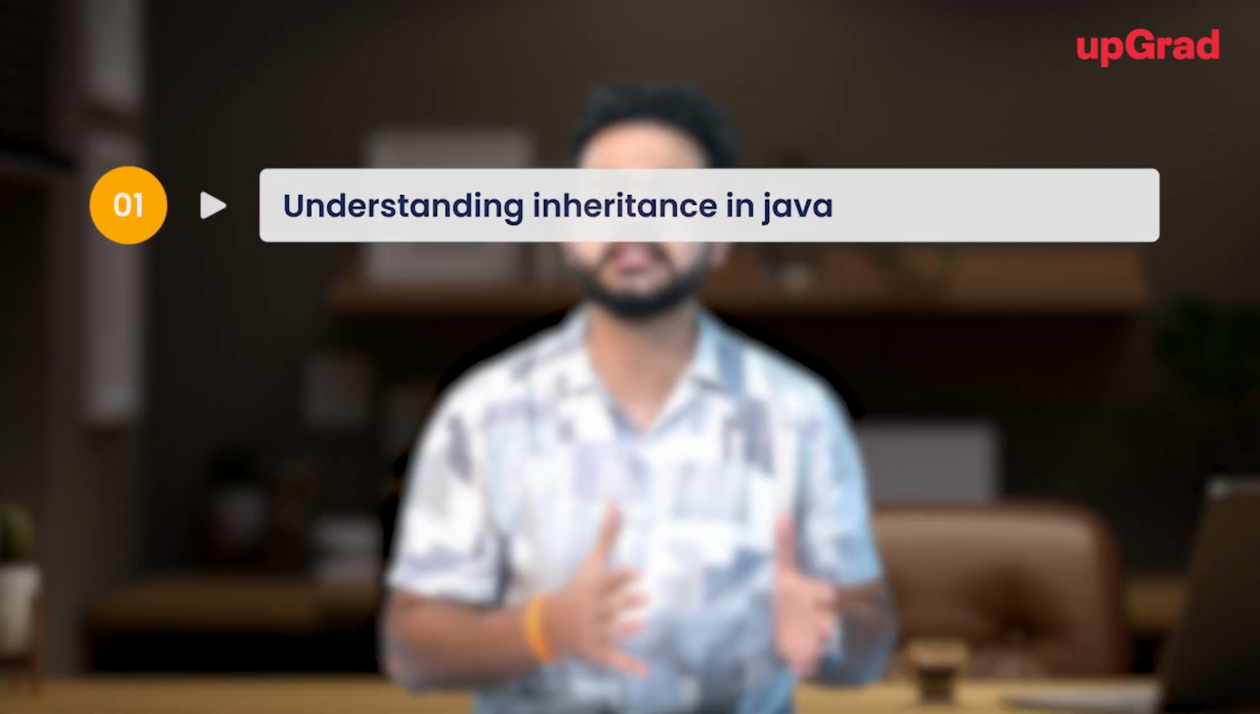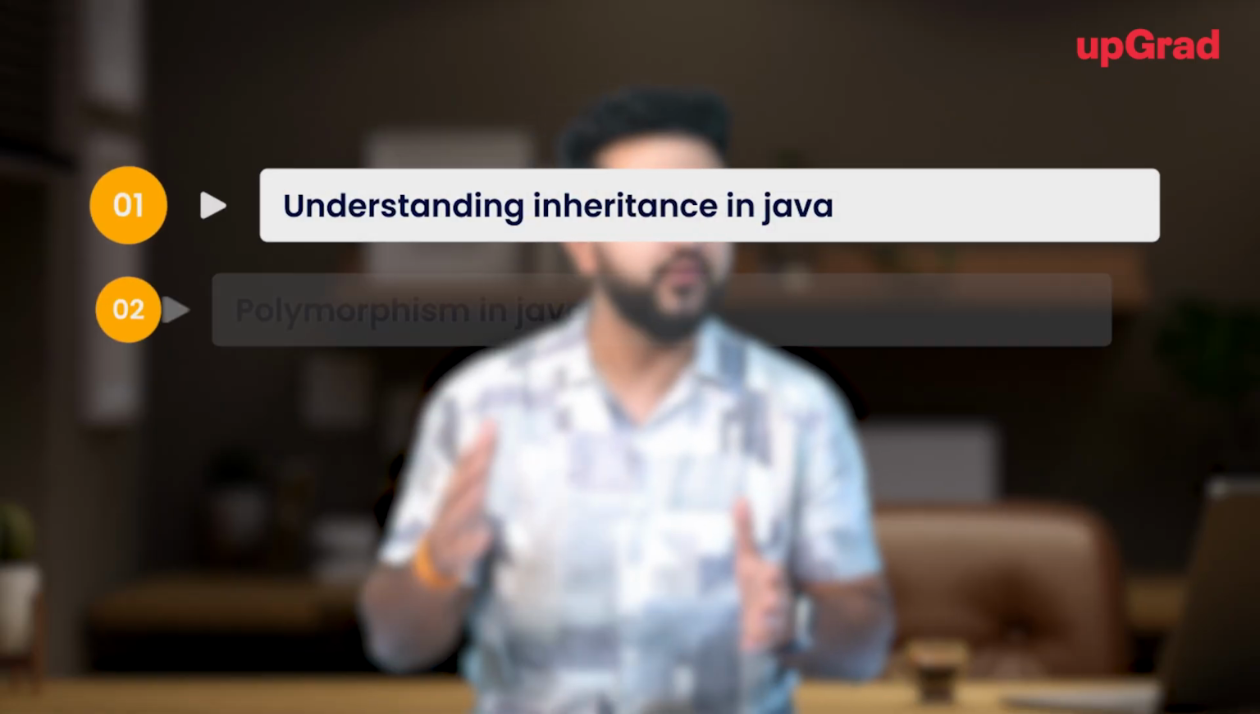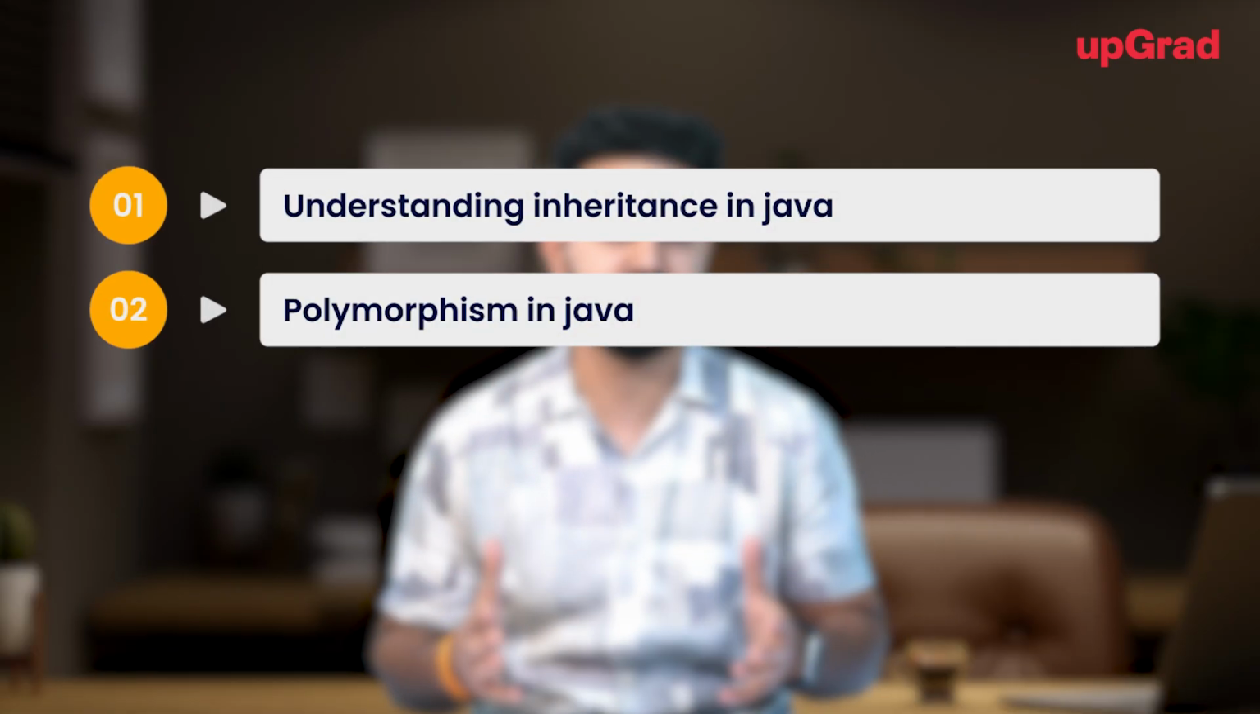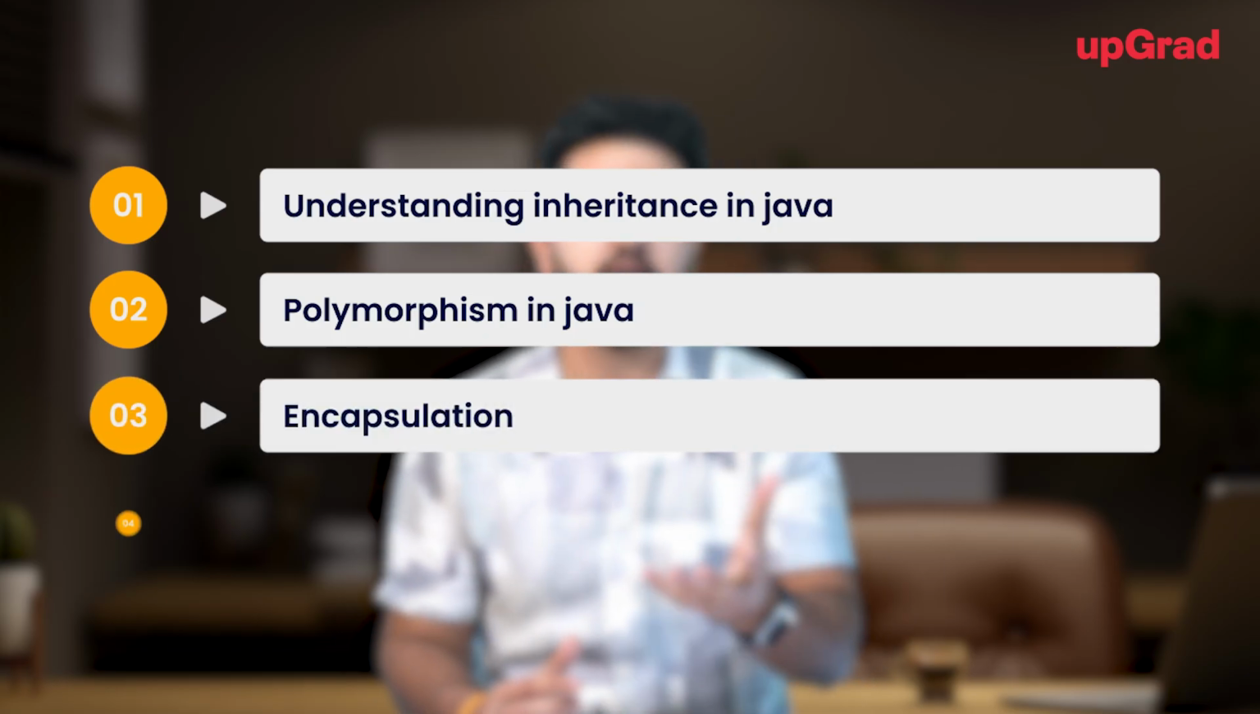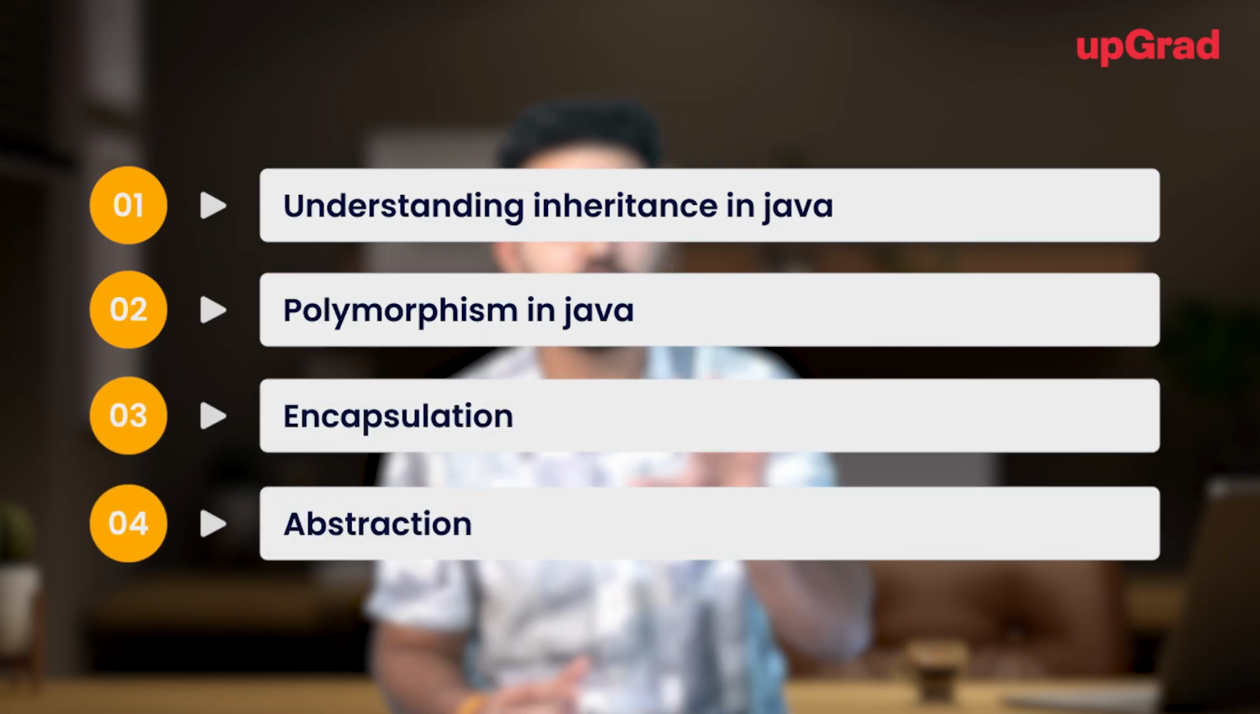We will start with understanding inheritance in Java. After that, we will cover polymorphism in Java, and then we will learn about encapsulation, and at last, we will understand abstraction. Classes and objects are already covered. So, we will cover all these concepts in OOPs and their types with hands-on examples.